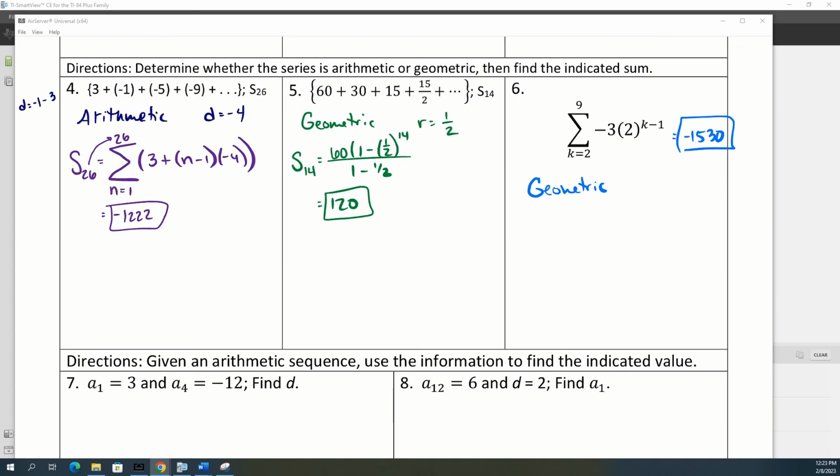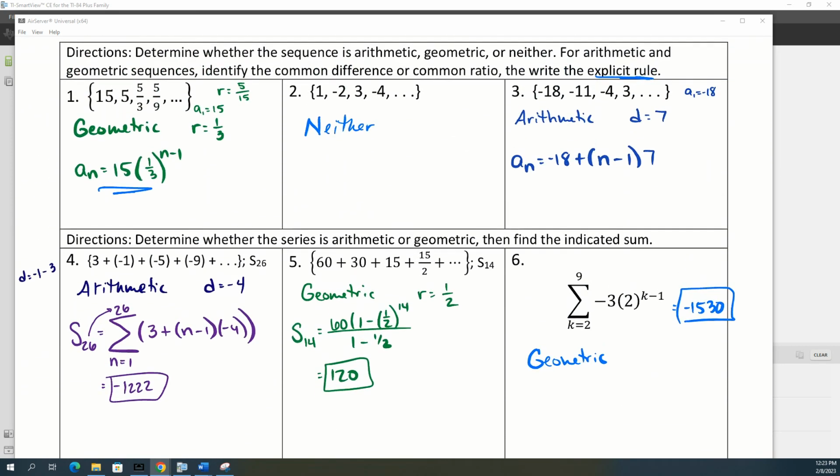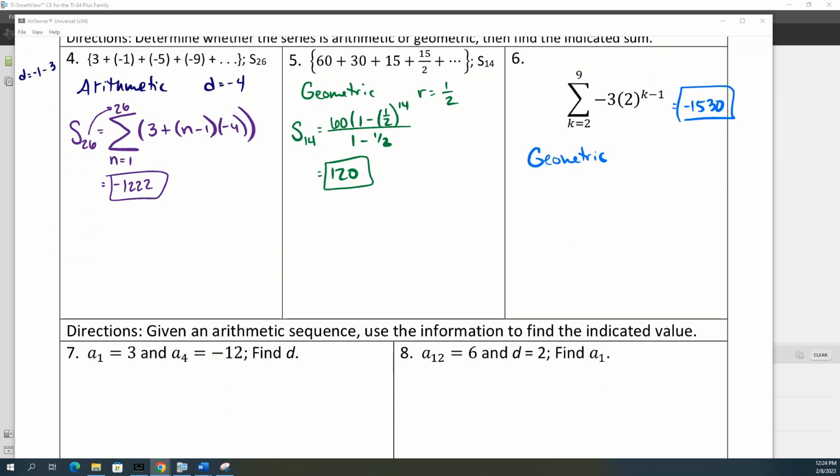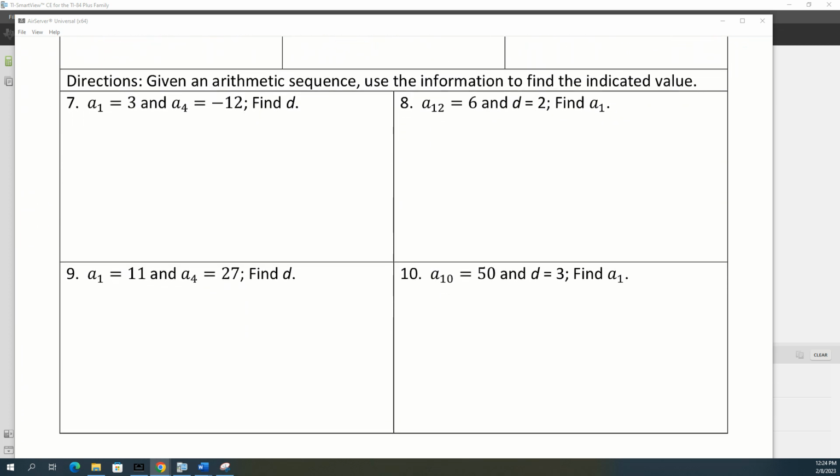Okay. So yesterday we took some time and we talked about recognizing when it's arithmetic and when it's geometric and when it's neither. And then today we're going to have some where we're going to find a missing part. For example, number 7, we know the first term and the fourth term and we're going to find D. Or we know the 12th term and D and we're going to find the first term.